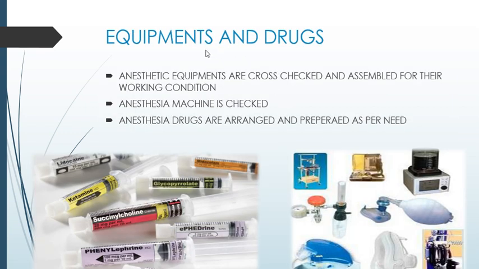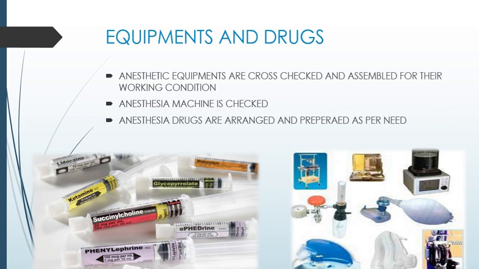Equipments and drugs. This is very important. Before initiation of surgery, it is the responsibility of the anesthesia technician or OT technician and all other staff members. All the anesthetic equipments are cross-checked and assembled there, and they should be in working condition. It should not happen that surgery or anesthesia is commenced and we find that the laryngoscope bulb is not working or some drugs are not there. It should not happen. Anesthesia machine checks should be done, whether gas is there or not, all the valves are functioning properly.